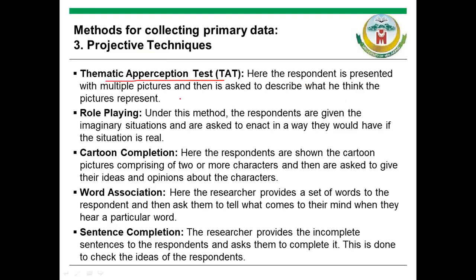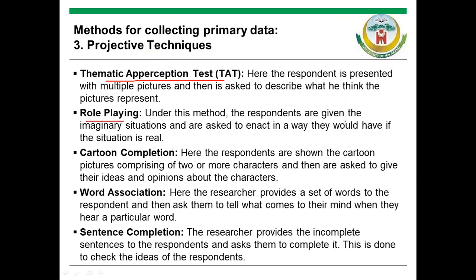Here, the respondent is presented with multiple pictures and then is asked to describe what he thinks the picture represents. Okay, and then from these representations, the person who is doing the research concludes some things.